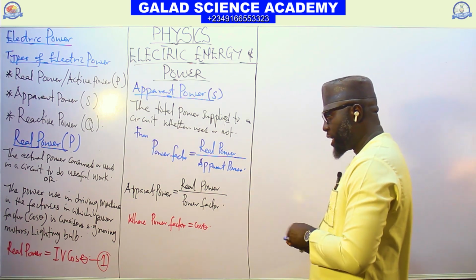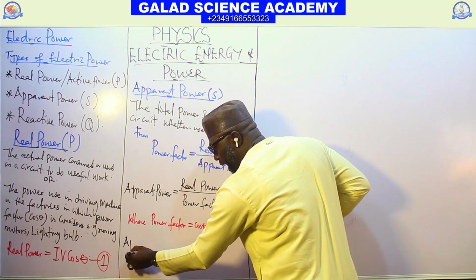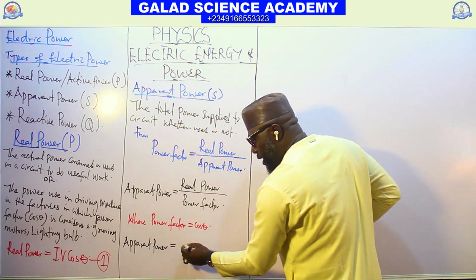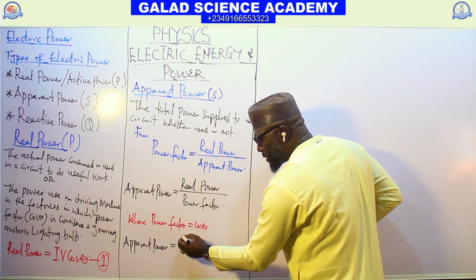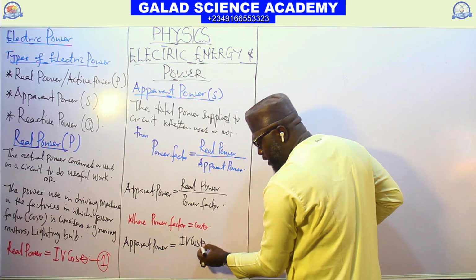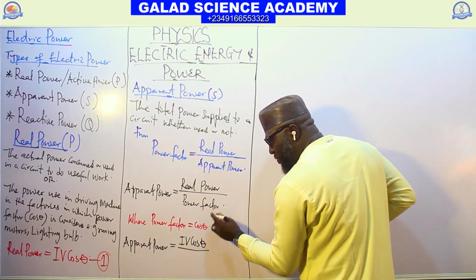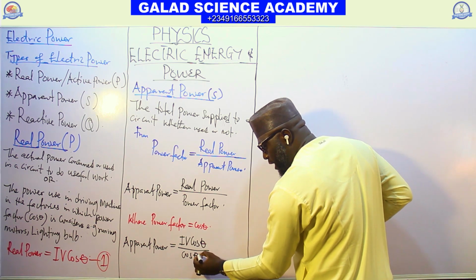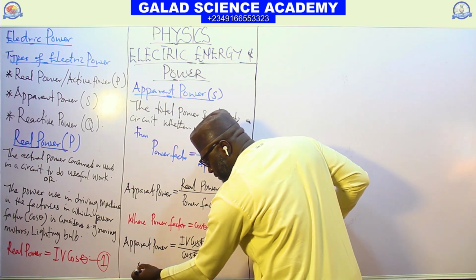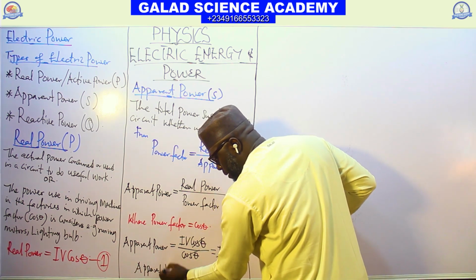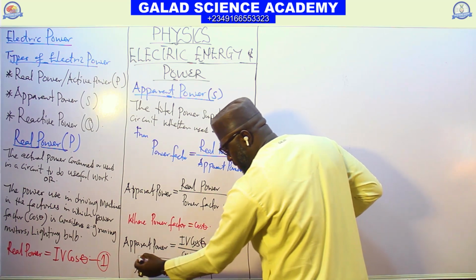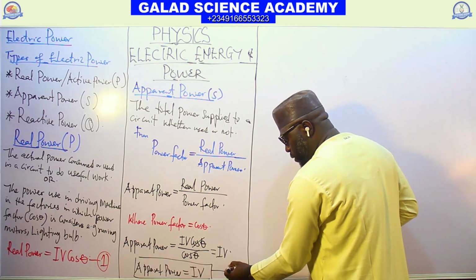So let us put it here. You will now have the apparent power equal to the real power. What is the real power? Real power is IV cos theta. We have it here, over power factor, which is cos theta. Cancel. You will now have IV. Therefore, apparent power is equal to IV. Let me call it Equation 2.